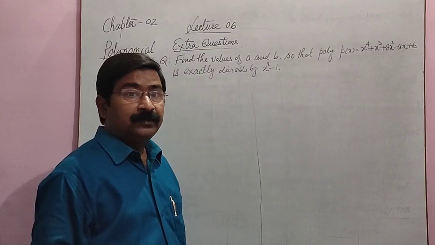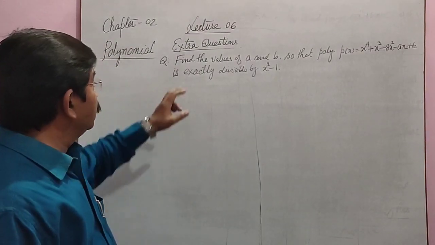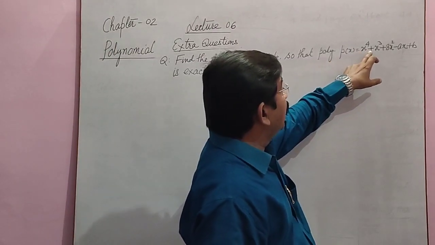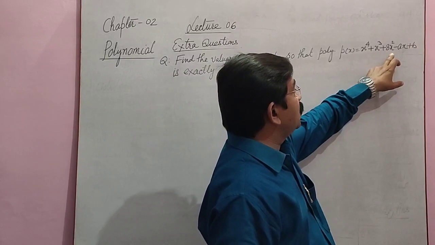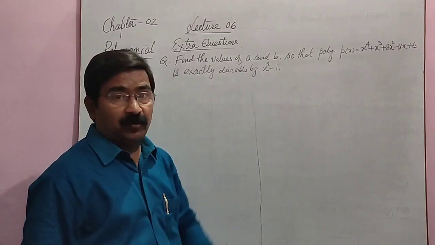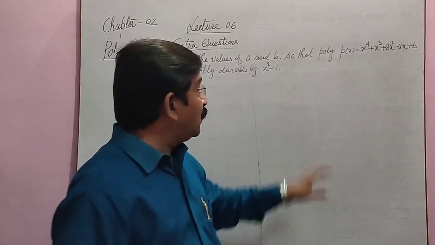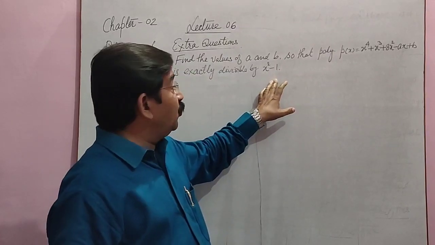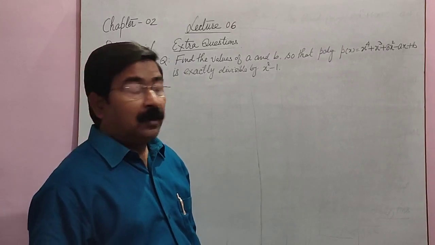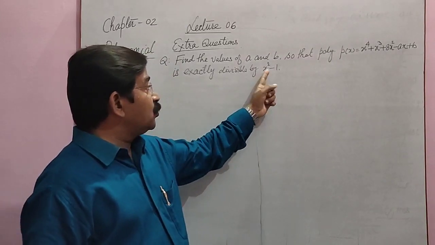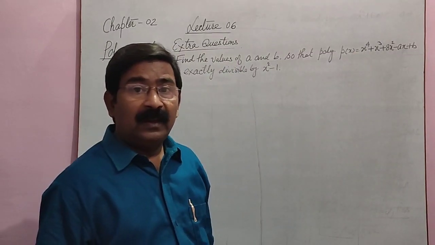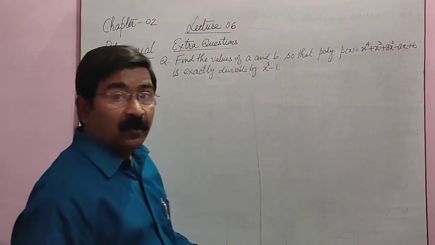Alright. Now here is the third question, students. Question is, find the values of a and b so that the polynomial x to the power 4 plus x cube plus 8x square minus ax plus b is exactly divisible by x square minus 1. Exactly divisible by x square minus 1 means, if you divide this polynomial by x square minus 1, the remainder must be 0. Means you can say x square minus 1 is a factor of the given polynomial.